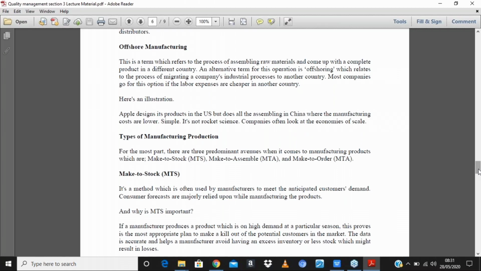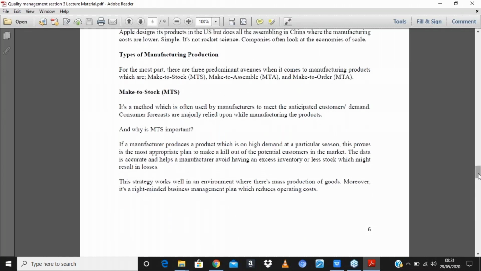So let's quickly look at the types of manufacturing. There are three predominant avenues when it comes to manufacturing. We have MTS, which is make to stock, MTA, make to assemble, and MTO, make to order. Make to stock, make to assemble, make to order. These are the three avenues when it comes to manufacturing. So let's look at them.